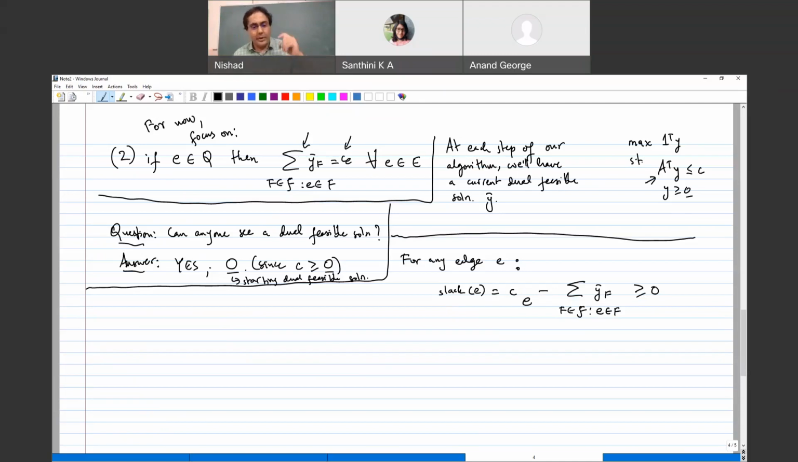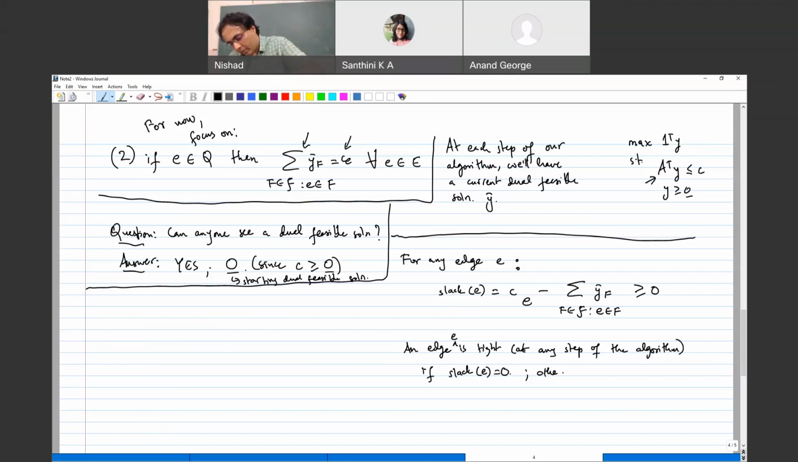This is always going to be greater than or equal to 0, and we will say that an edge is tight if the slack is 0. An edge E is tight at any step of the algorithm if the slack of the edge is exactly equal to 0. Otherwise we will say that it is not tight. Whether an edge is tight or not depends on the step of the algorithm you are in. It's a dynamically changing thing.